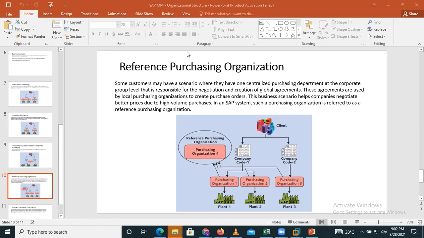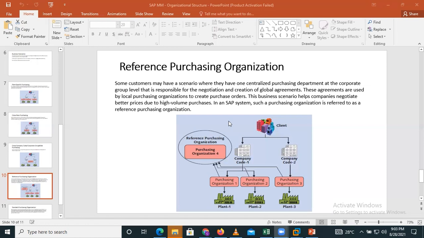Clear, Parag? Yes, yes. Okay, so this type of reference purchasing can be helpful for a business which is widely spread all over the world, across the globe. If you have business in the US, Europe, Australia, India, Asia Pacific, in each and every country, then this type of setup will help you, because on a day-to-day basis you need a lot of materials, right? And if you are procuring a large quantity, you will get a better discount. So for that type of business we normally have this reference purchasing organization scenario.